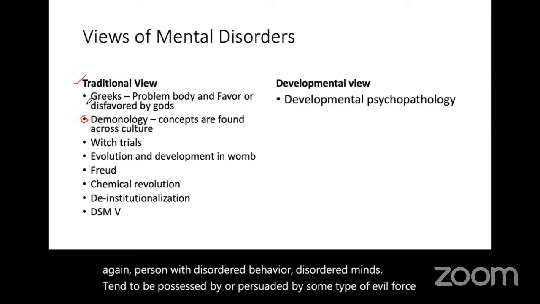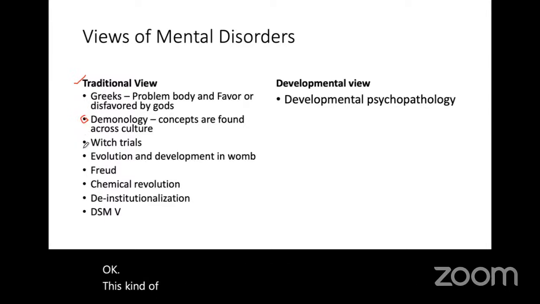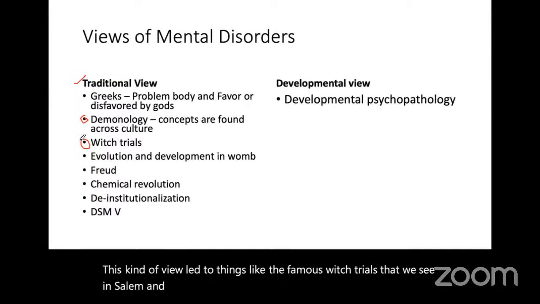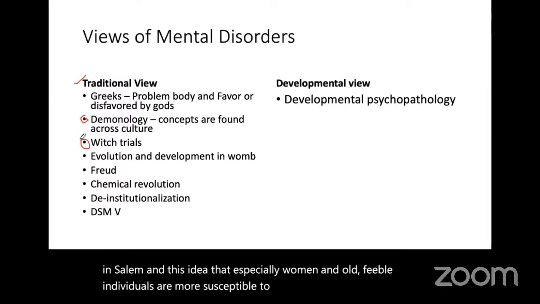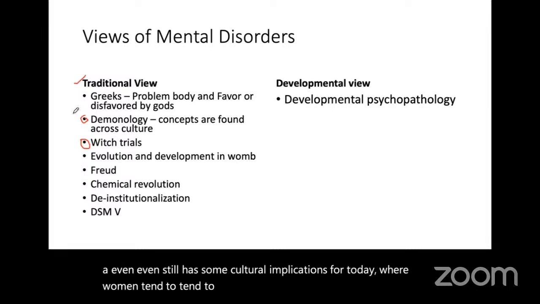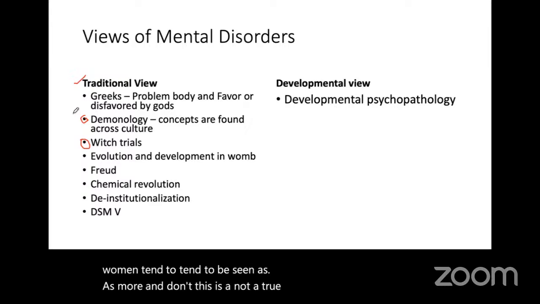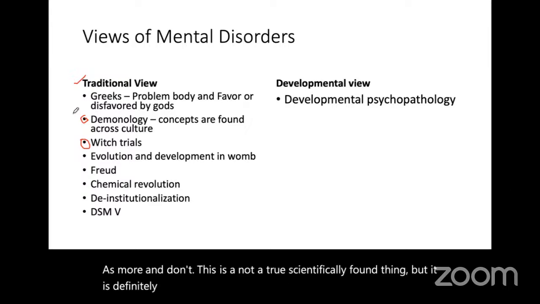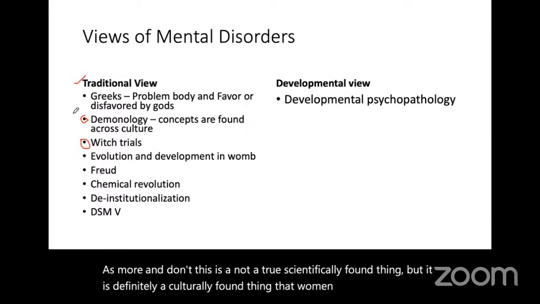Okay. This kind of view led to things like the famous witch trials that we see in Salem, and this idea that especially women and old, feeble individuals are more susceptible to mental illness. And that view even still has some cultural implications for today, where women tend to be seen as more susceptible. This is not a true scientifically found thing, but it is definitely a culturally found thing, that women are much more susceptible to mental illness than men.